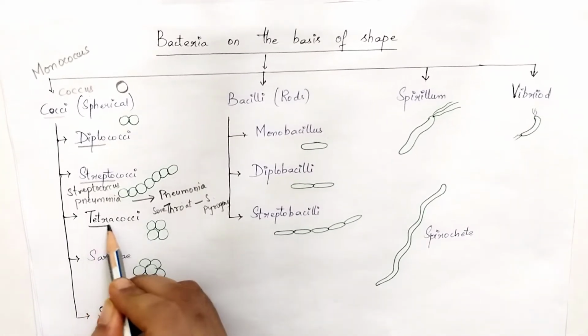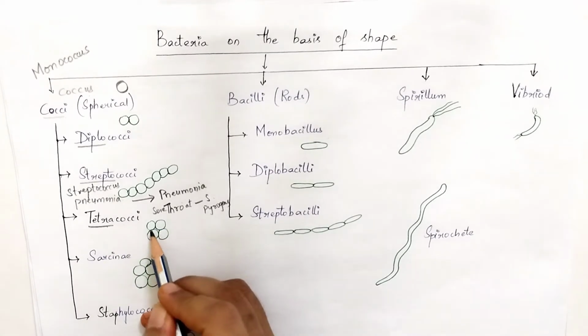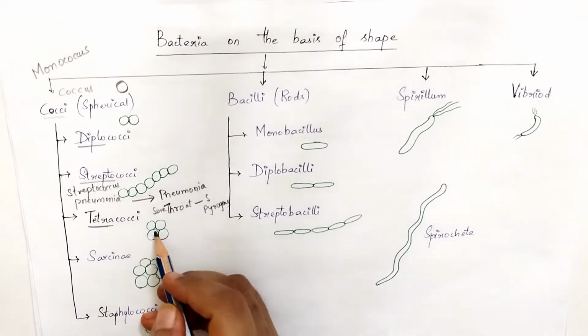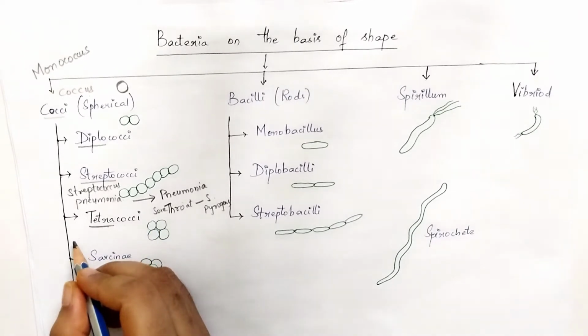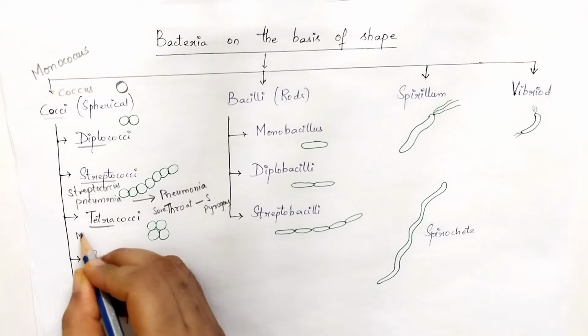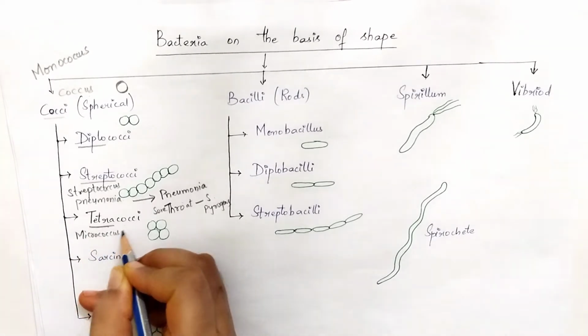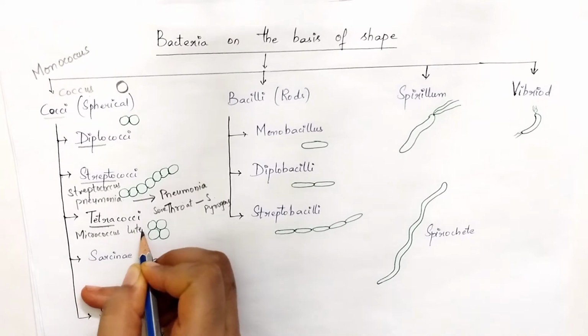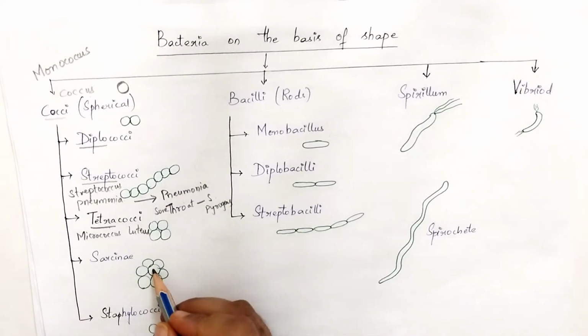The next is tetracocci. As the name indicates, tetra means 4. A combination of 4 spherical shaped bacteria is called tetracocci. The example you can take here is Micrococcus luteus.